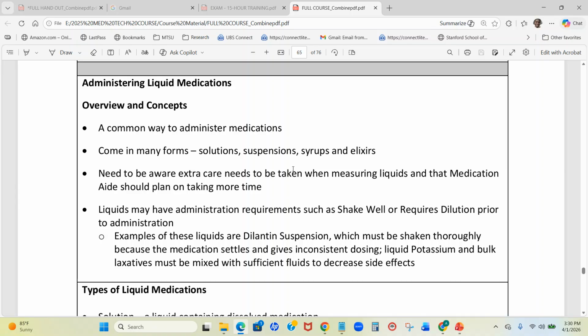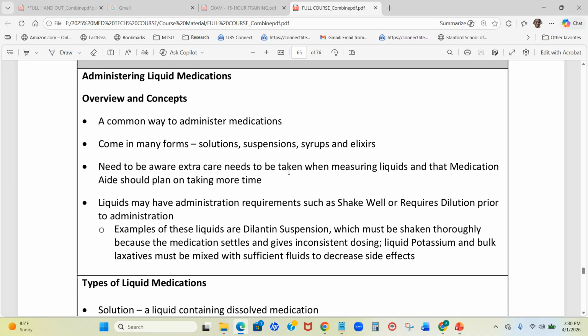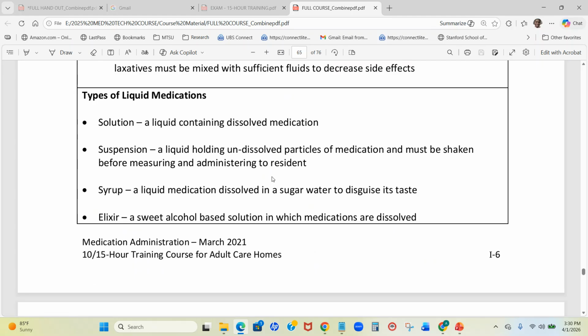Liquids may have administration requirements such as shake it well. It may require dilution prior to administering it. So always read. Dilantin suspension must be shaken thoroughly before it settles and gives inconsistent dosing. Something like potassium and bulk laxative must be mixed with sufficient fluid to decrease side effects. So always read it. The types of liquid medicines are the solution, the suspension, the syrup, and the elixir.